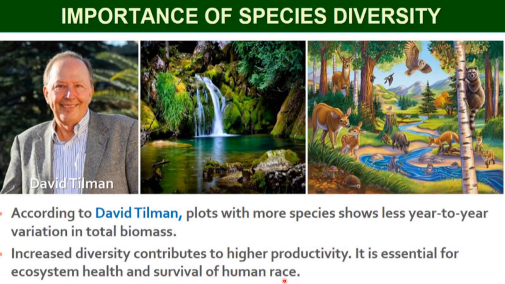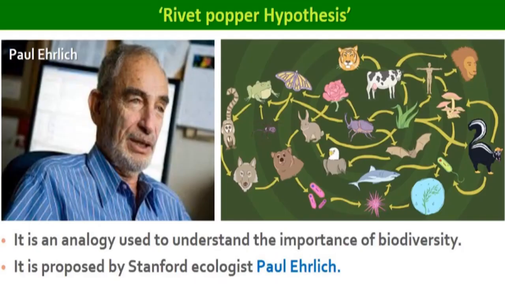If the ecosystem is not stable, no organism can survive there, right? And if no organism can survive, it means humans also cannot survive there. So we can say for the survival of the human race we need a stable ecosystem, and for a stable ecosystem we need higher productivity, and for higher productivity we need more biodiversity. So biodiversity is very important.